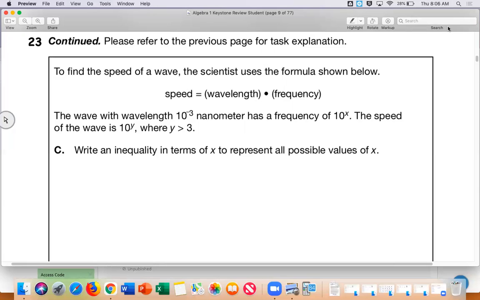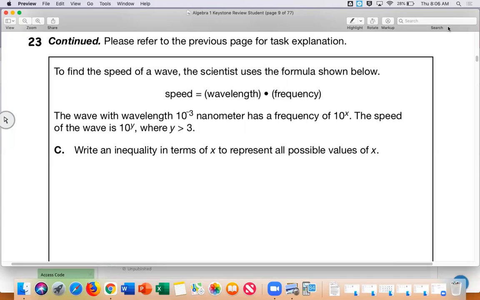Okay. All right. And Neve, the last question here, it says to find the speed of a wave, the scientists use this formula. Speed equals wavelength times frequency. Okay, that is a true formula, by the way.